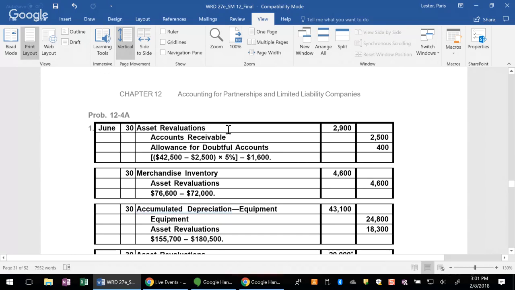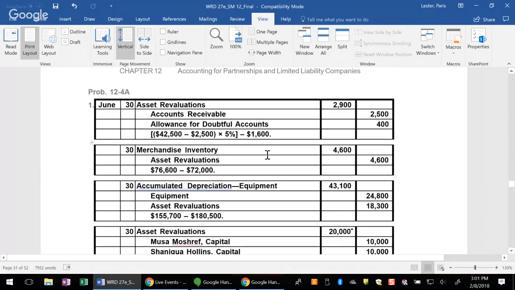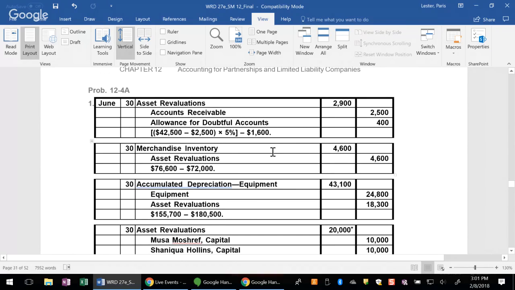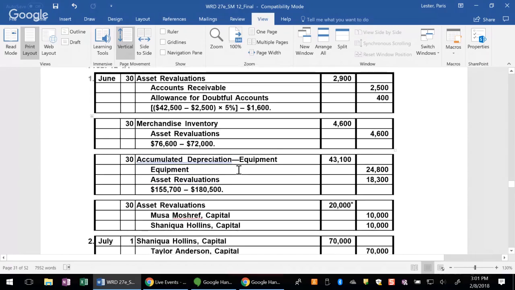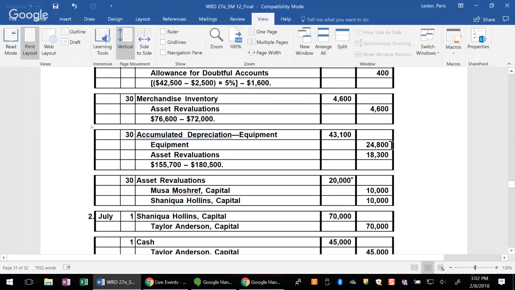If you debit asset revaluation, it's like a loss. If you credit it, it's like a gain. And on the inventory, it was a gain of 4,600. All right, on the accumulated depreciation, we have to write off. And equipment, of course, 180 on the books, valued 155. Equipment, we take it down 24.8, and then asset evaluation is 18. Really, that shows that you had a revenue or a gain on asset evaluation, and you really do if we went back and did book value.